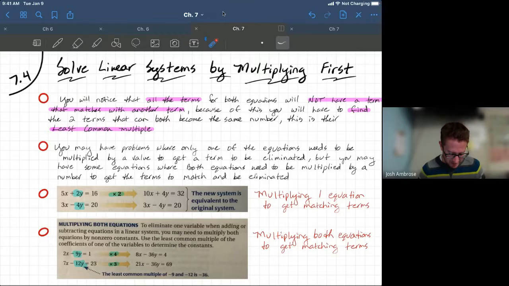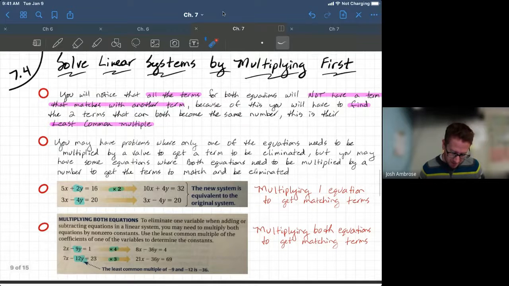If you take a look at this example problem, you see that it's already worked out. You have that 2y and that 4y. They could become the same thing if I multiply everything in this top equation by 2. Then this is what it becomes. 5 times 2 is 10. 2 times 2 is 4. 16 times 2 is 32. So this is multiplying one equation to get the perfect matching terms, and then you would go through and use elimination, just like you did in the last section, and solve it.